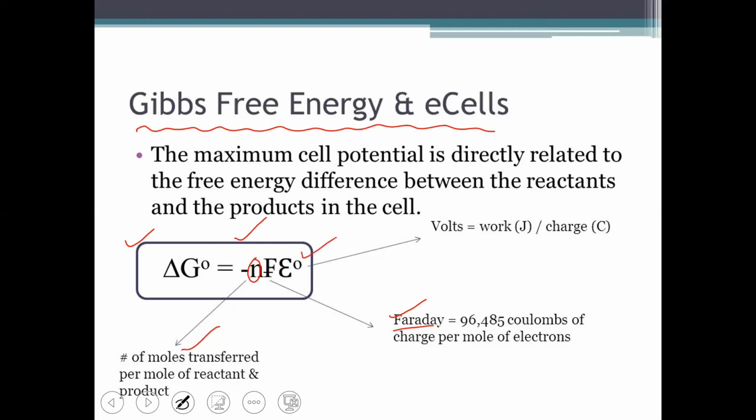And here it is E naught. E naught is in volts. So I can write the equation for the volts: E is equal to work by charge. So this is the Gibbs free energy equation for the cells: delta G naught is equal to minus nFE naught.